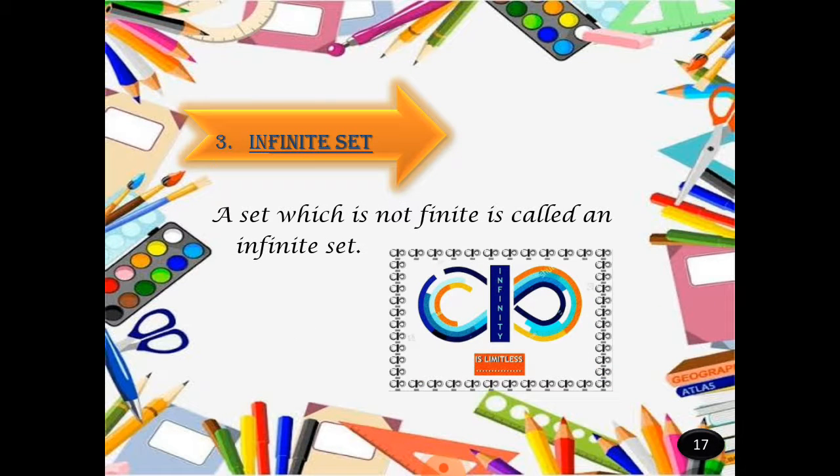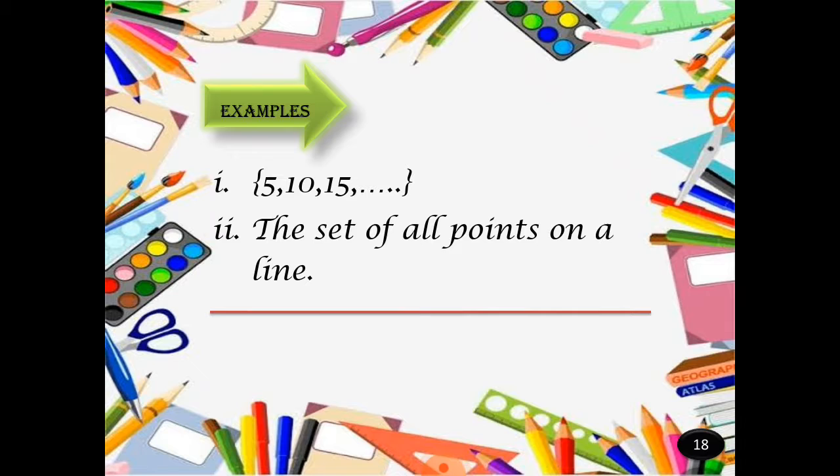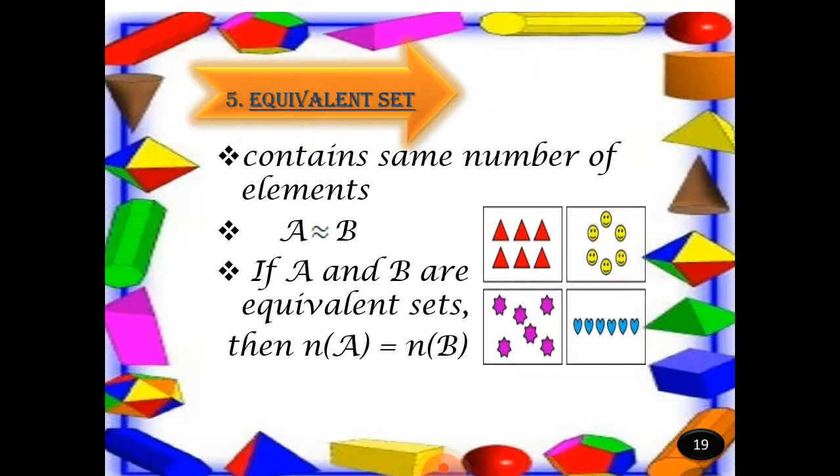Next let us see what is an infinite set. Infinite set is opposite to finite set. Infinite is nothing but we cannot count the numbers. Uncountable number of elements will be there. For example 5, 10, 15, that is the multiples of 5. It has no end. So it is an example for infinite set. The set of all points in a line is also an example.